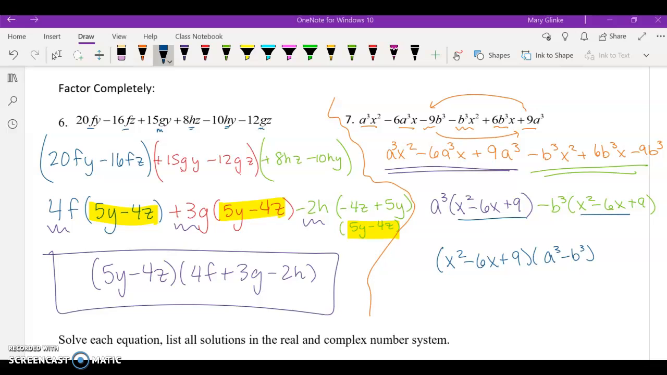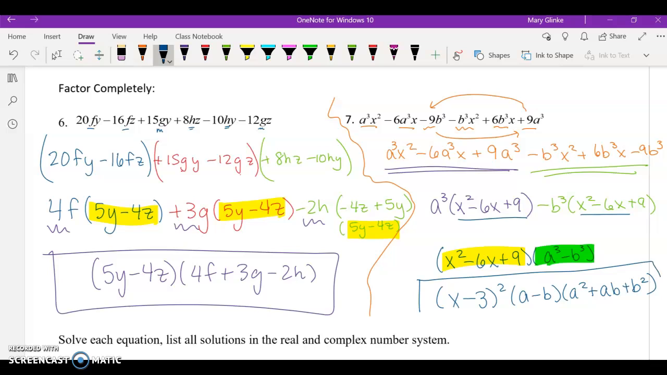But before we circle our answer, we have to ask ourselves, does anything else factor further? And the answer for both of these is yes. This first one would be x minus 3 squared. And this next one is that new formula we just learned, so it's going to be a minus b and a squared plus ab plus b squared. And does anything else factor? Well, no, because we have x minus 3 squared, that's as factored as we can get. And when we use the difference of cubes, that's as factored as we could get as well. So now we can factor some pretty complex things.